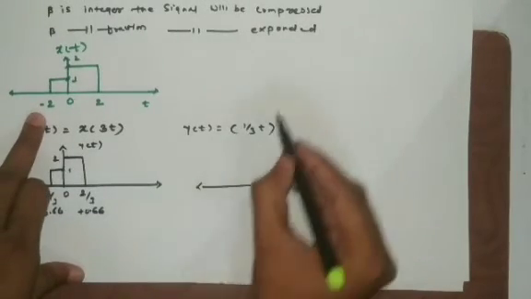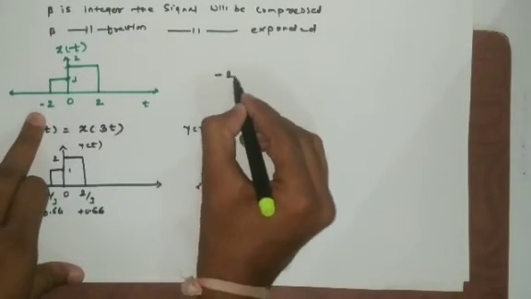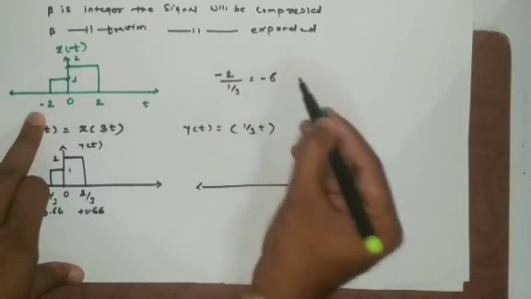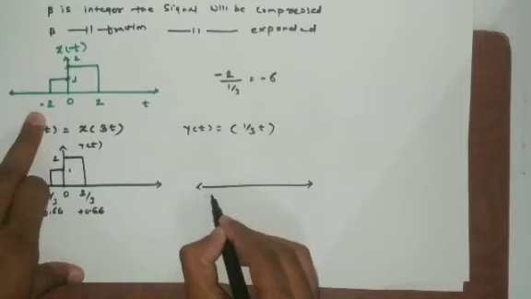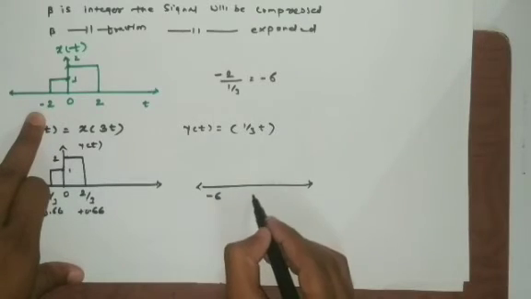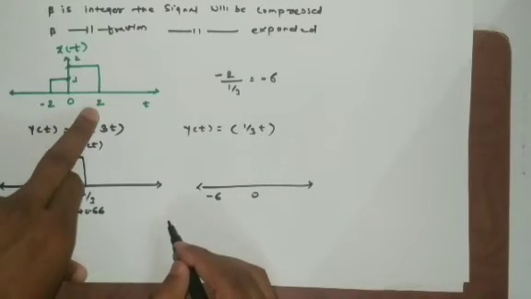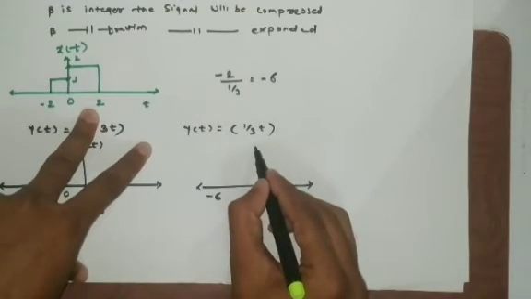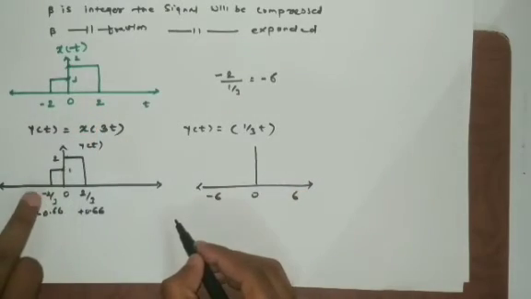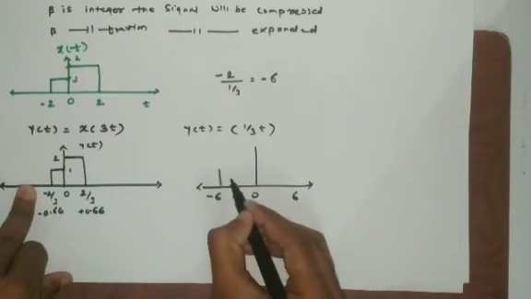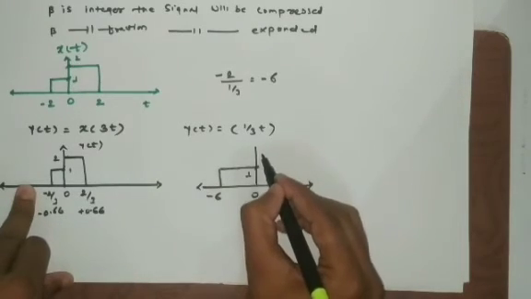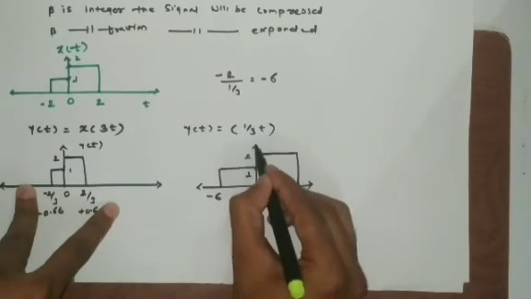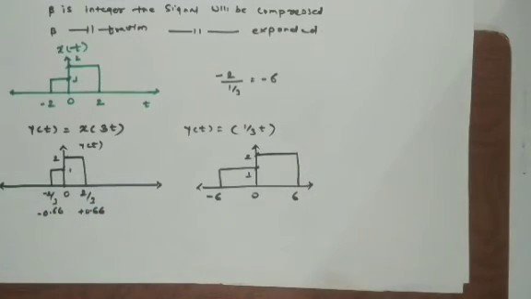Again divide minus 2 by 1 by 3. So this 3 will go in the numerator and we will get minus 6. Now it will start from minus 6, 0 as it is, and 2 divided by 1 by 3 is going to be plus 6. In that range our amplitude is the same. For this range amplitude is 1, and for this particular range amplitude is 2. Now you can see our signal is expanded.